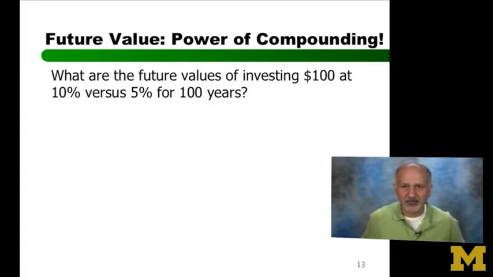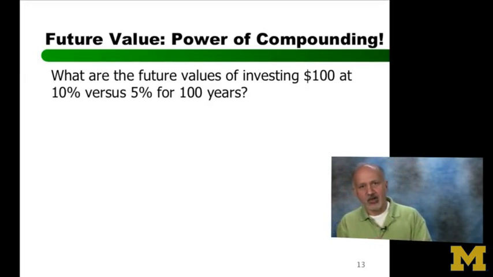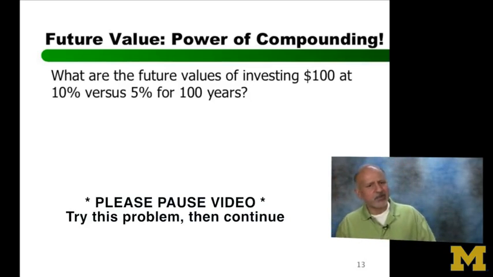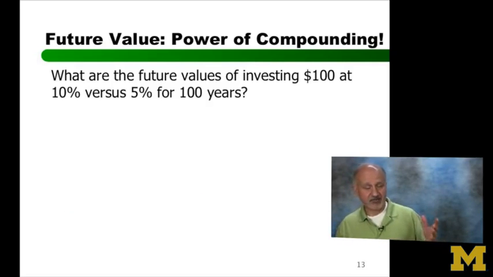So let's go to the next problem and show you the power of compounding. What are the future values of investing 100 bucks at 10% versus 5% for 100 years? Why am I doing this? I'm doing this simply to give you real world context. So which kind of person, and I promise I won't talk about risk, but I'm by implication talking about it. Because if there's no risk, how many interest rates would there be? One. And it would be the same. Because risk largely is responsible for different interest rates.